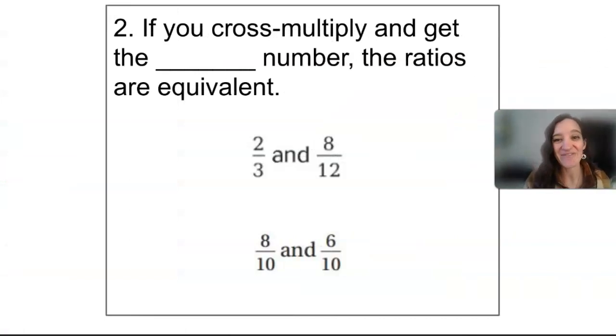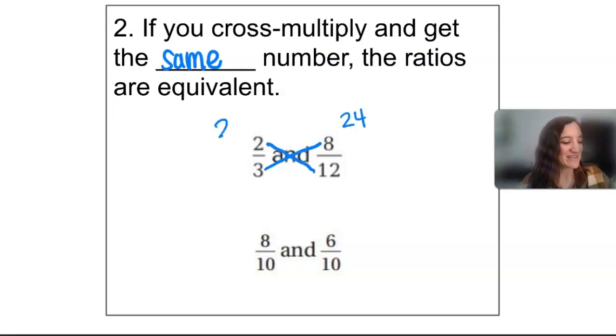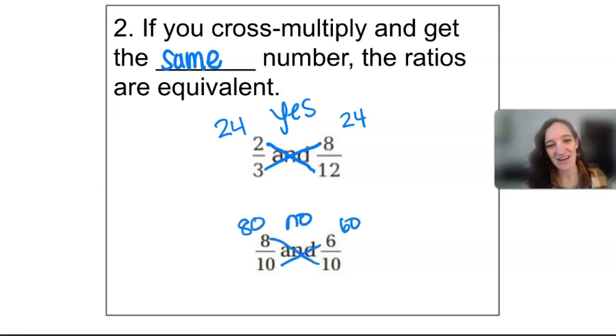Another way, though, that's kind of fun is to cross multiply. If you get the same number after cross multiplying, the ratios are equivalent. Here's what I mean by cross multiplying. 3 times 8 is 24. 12 times 2 is also 24. So those are equivalent to each other. They are proportionate. They're the same amount. If we were to do that down here, 10 by 6 is 60, 8 by 10 is 80. Yeah, those are not equivalent.